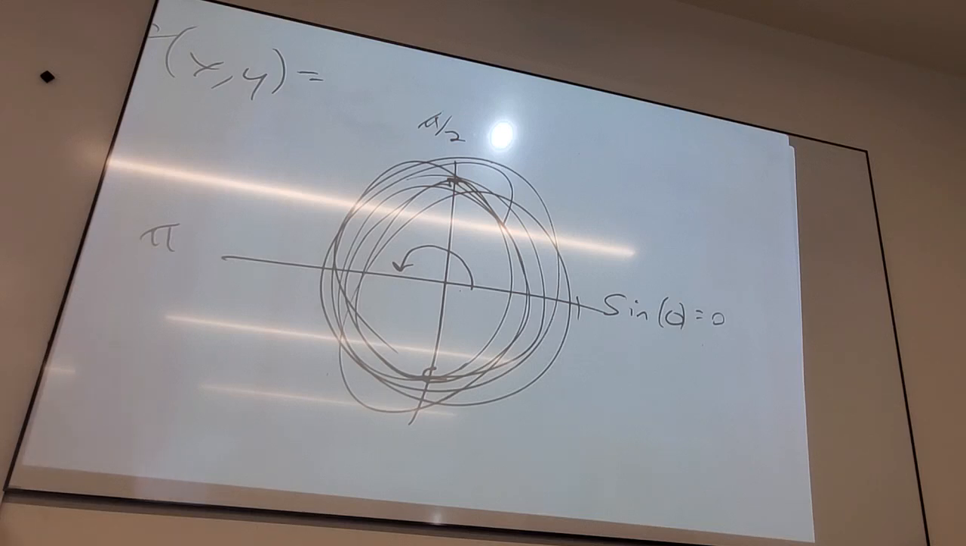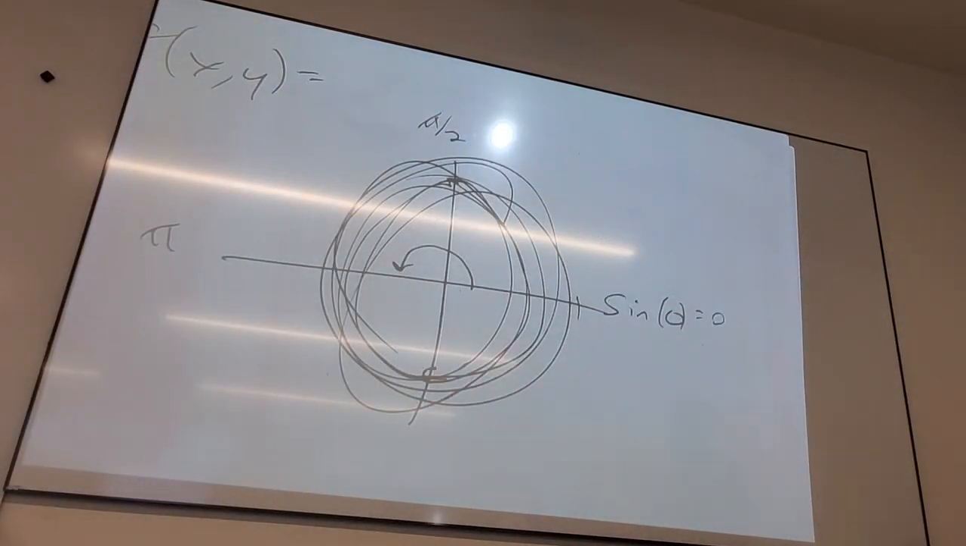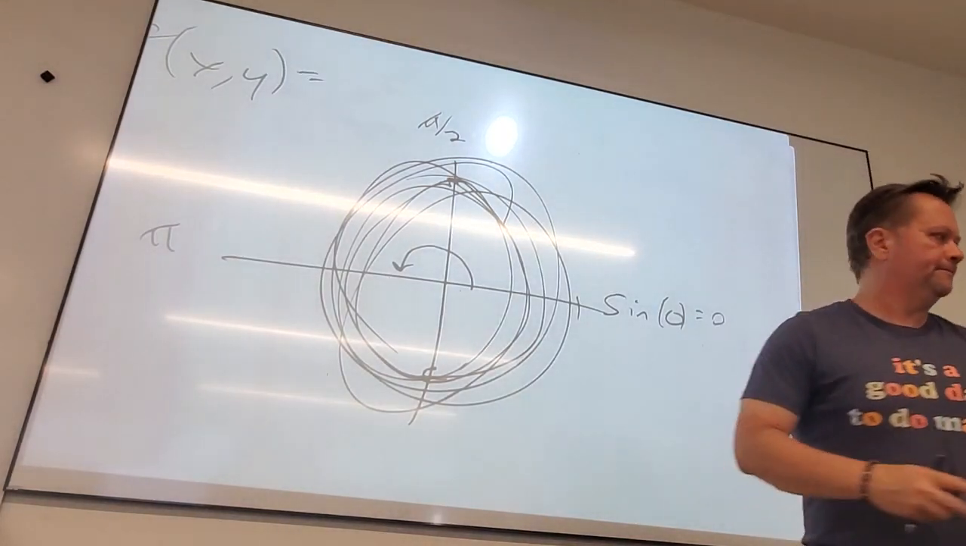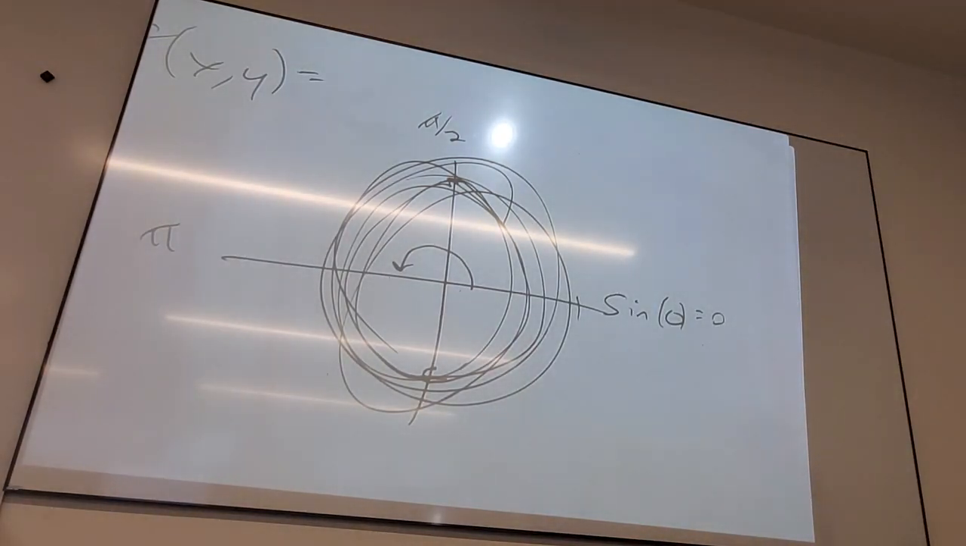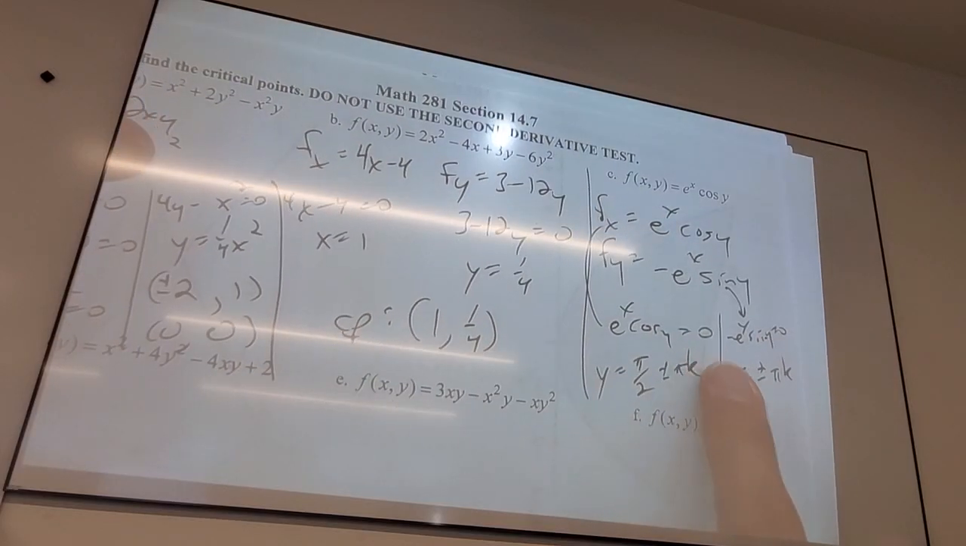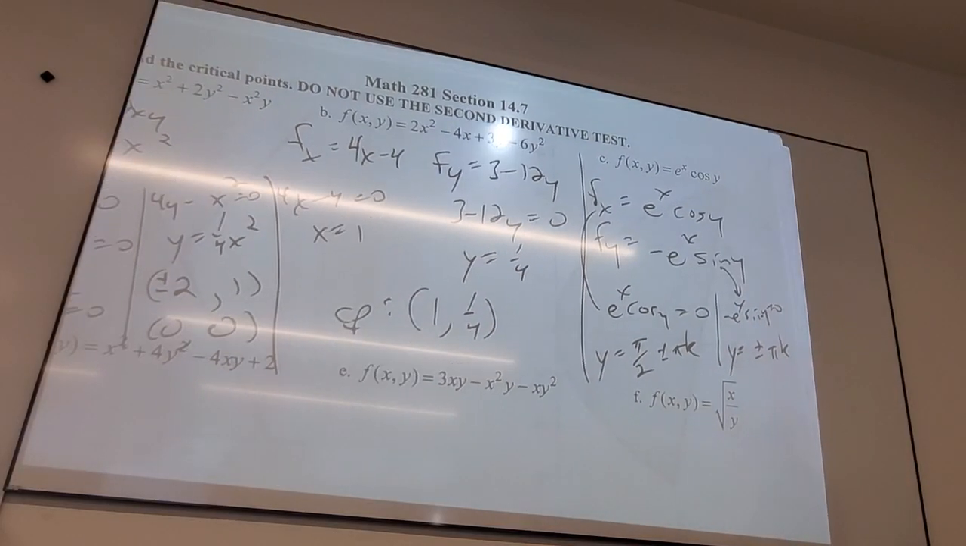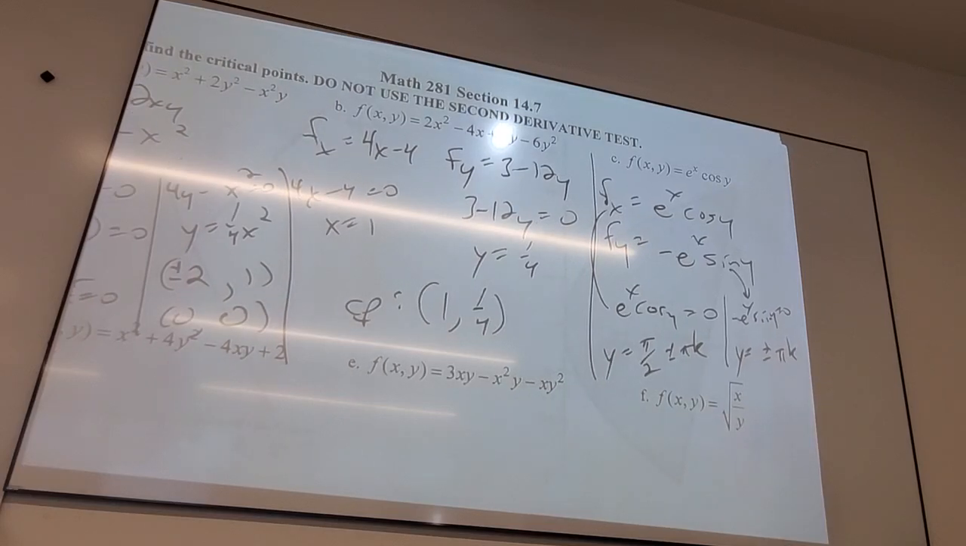All right, where was I? Oh, so this is an example of a function that has no critical numbers. Therefore, it has no. Let's graph it. Let's see what this thing looks like.